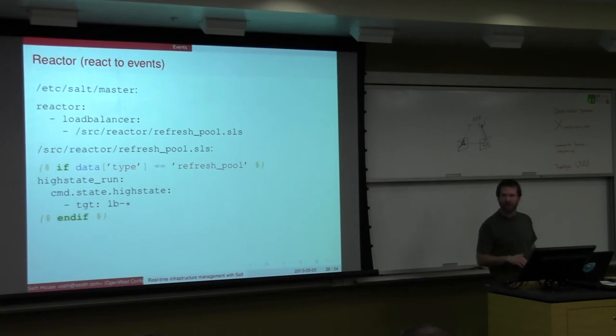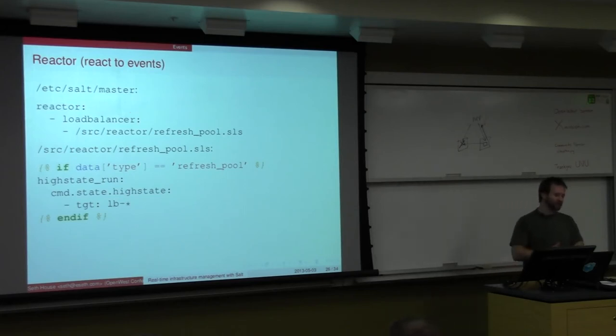Salt has a reactor system. This reactor system is for Salt events, and it lets you automate how Salt reacts to events, and you can arbitrarily run commands using it. Here's an example. If you put this configuration in your Salt master config, you specify the reactor section, and you specify the tag that you want to listen to. Is that right, Tom? Yeah. Thank you. You specify the tag you want to filter on, and then you specify any SLS files that you want parsed and executed when any events that match that tag happen.